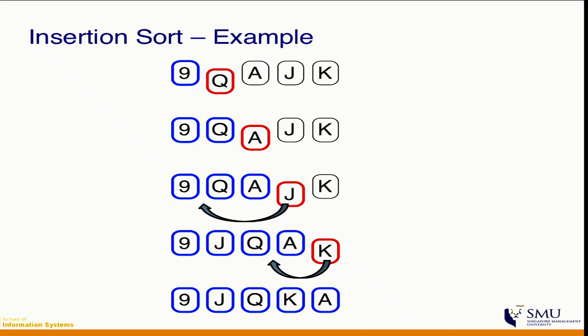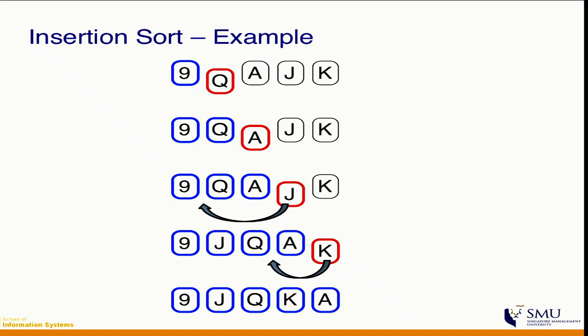So we move on to the third card, Ace. Ace is larger than Queen and 9, so it's already in the right place. But Jack here should actually be somewhere on the left. It should be here between 9 and Queen. And we can take it out and insert it there. And for King, it's going to be between Queen and Ace, so we can take it out and insert it there. Now finally we're going to have a sorted array.